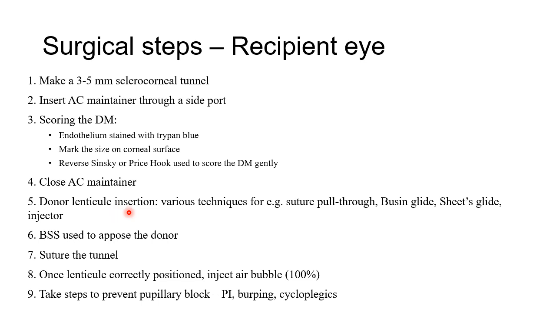Donor lenticule is inserted into the anterior chamber, for which there are several techniques. BSS is used to oppose the donor lenticule to the recipient bed. The tunnel is sutured. Once the lenticule is correctly positioned, a 100% air bubble is injected into the anterior chamber. We wait for some time. We allow the donor button to adhere to the recipient stromal bed.